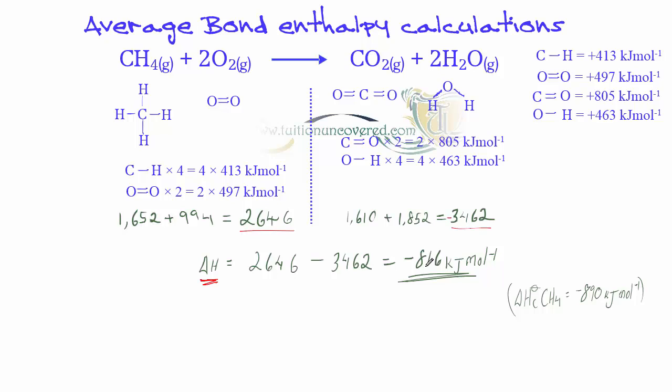At this point, I'd like you now to focus on this number here. This is the actual enthalpy of combustion for methane. It's minus 890 kilojoules per mole. The discrepancy is obvious. Our average bond enthalpy calculation shows minus 816 kilojoules per mole. The question is why? I'll give you a few seconds to think about this before I go through the answer.